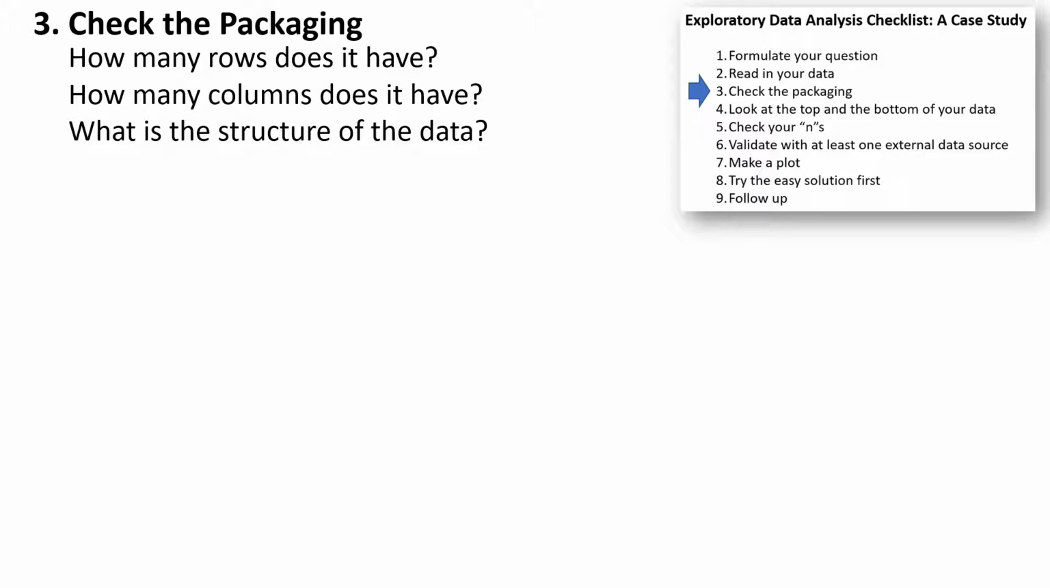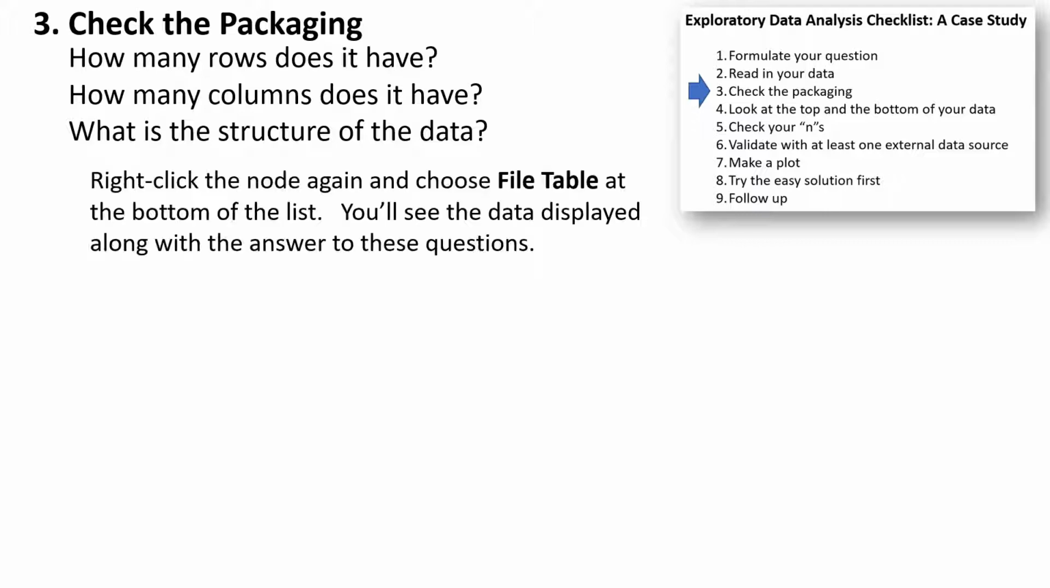After reading in the data, the authors suggest we check the packaging. Basically, just look and see what's in there. How many rows does it have? How many columns does it have? What's the structure of the data?